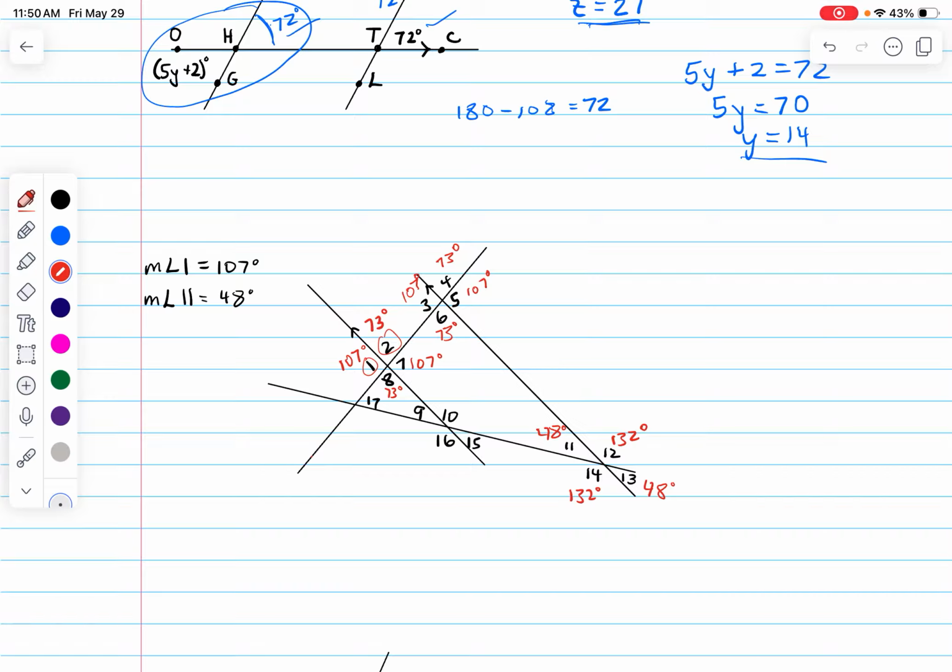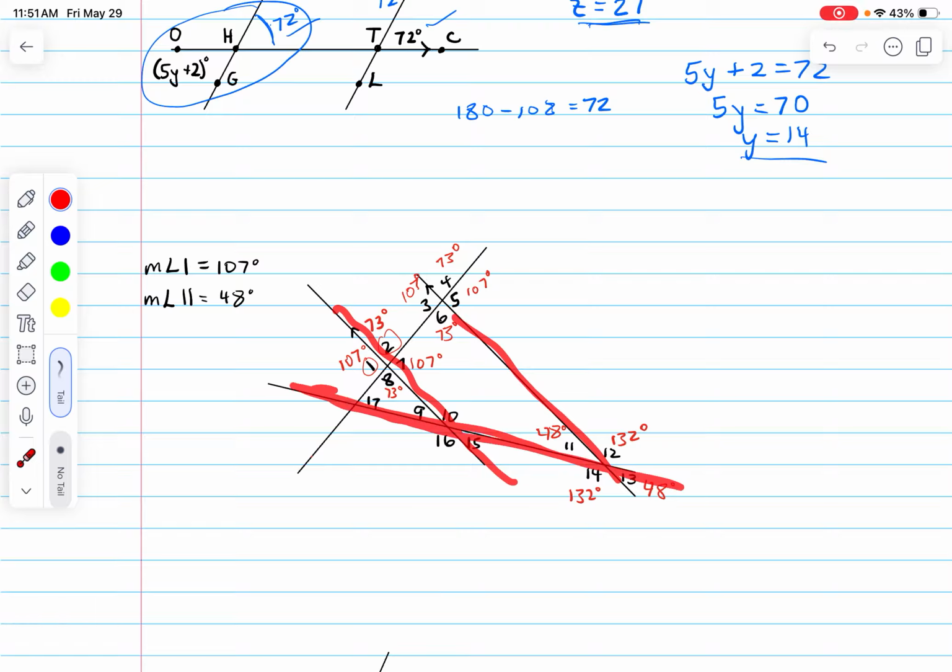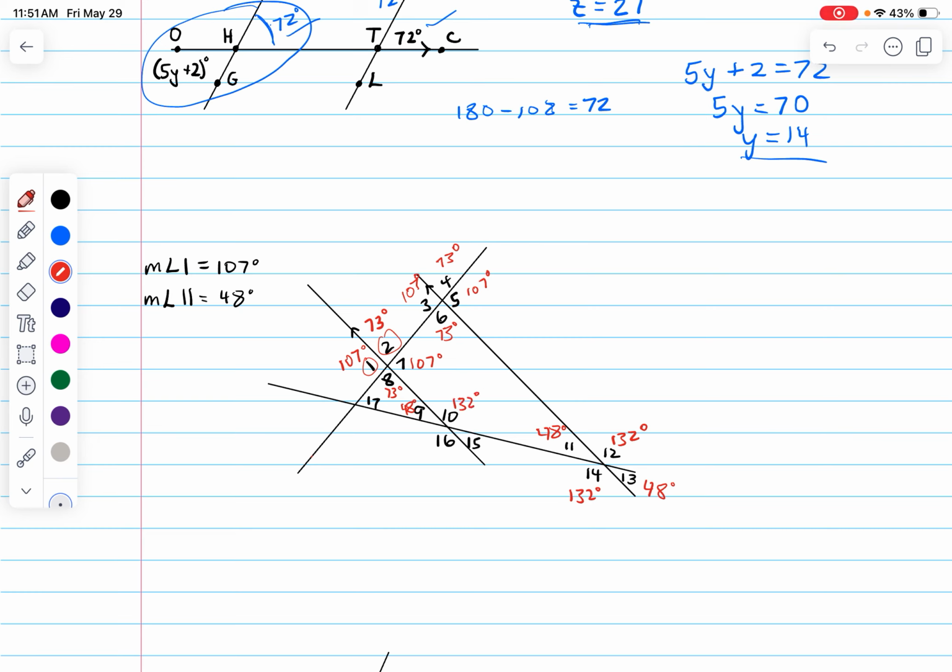Now, what's left are these angles down here. So now I'm going to look at this parallel line and this parallel line, and this is going to be the transversal. I play the same game. I look at corresponding parts. I look at the 9. That's going to correspond to the 48. I look at the 10, that corresponds to 132. And then I can just use vertical angles. There we go.